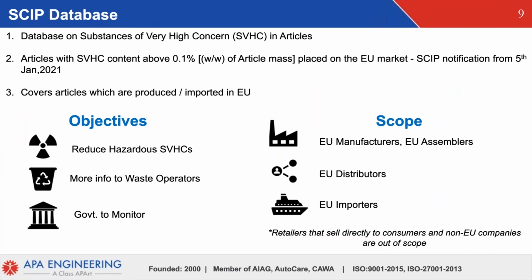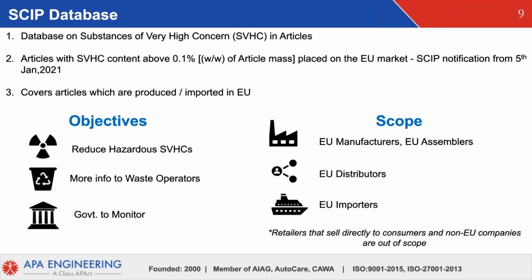So this database consists of any kind of article or product that has an SVHC content above 0.1% weight over weight of article mass. And if the item is placed in the European market for sale or resale, it is required to be in the SCIP database as of January 5th, 2021. This covers any articles that are produced or imported into the EU. Again, the objectives are to reduce overall hazardous waste that involves SVHCs, and also to provide additional information for waste operators to better improve recycling practices, and finally for the government to monitor the use and recycling of SVHCs within the European community.